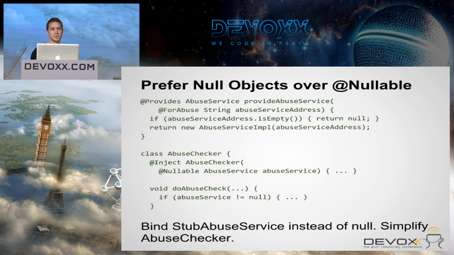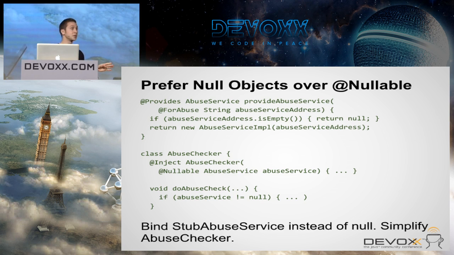All right, a couple more here. Nullable is an annotation that you can use with dependency injection frameworks to say that it's okay to inject a null value. Guice by default won't inject nulls. It'll complain if you try to inject an object that's bound to null at a non-nullable injection site.